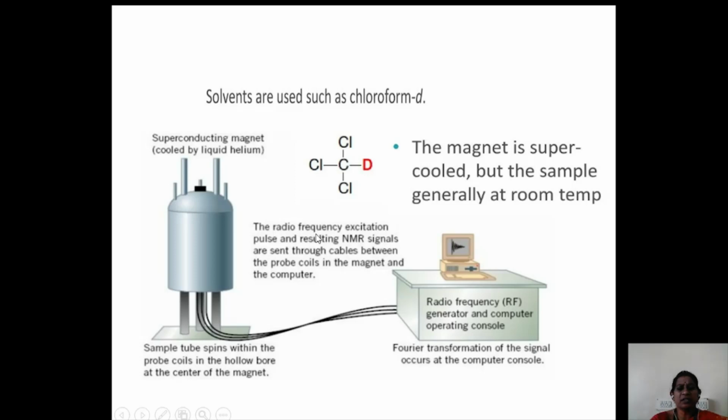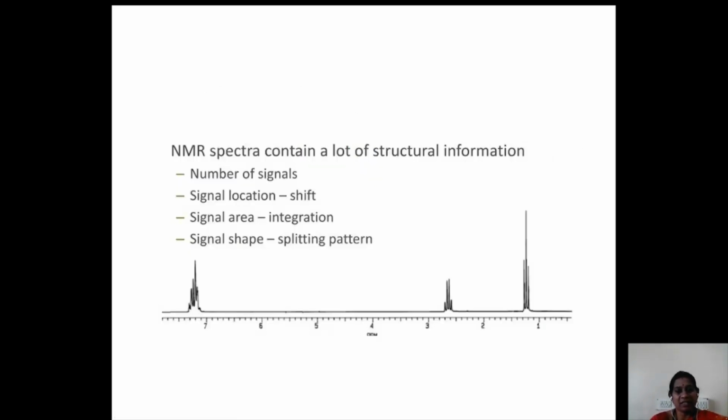You could see here the RF excitation pulse, and the resulting NMR signals are sent through cables between the probe coils in the magnet and the computer. The magnet is always supercooled, but the sample will be at room temperature only. So you will get the resulting NMR signal, and it will look like this.